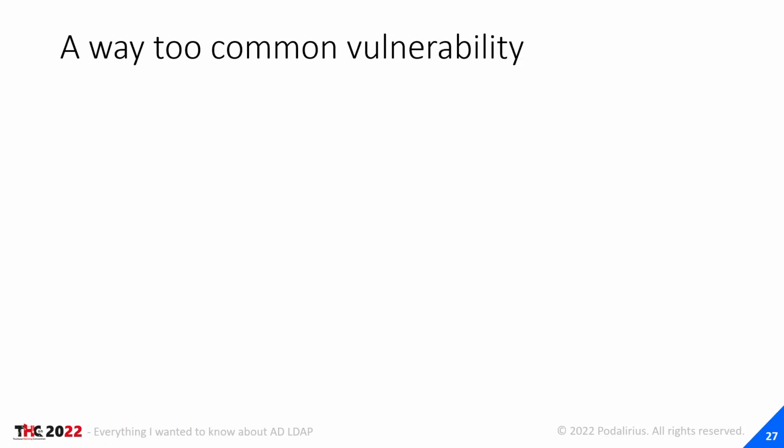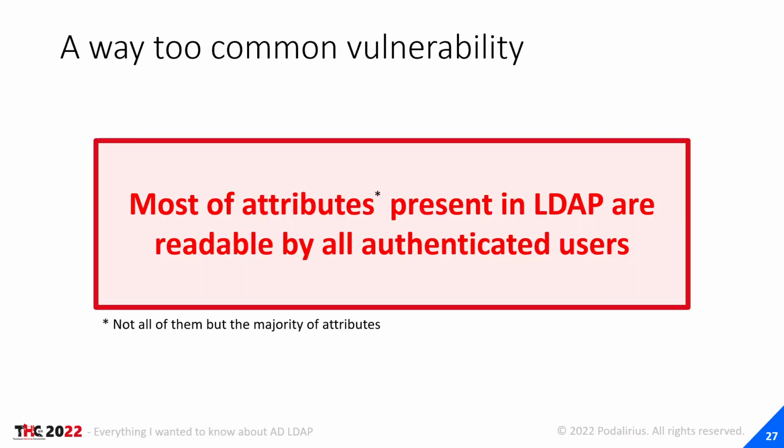And lastly, I want to show you another common vulnerability that I find often in my pen tests. This vulnerability is due to a lack of understanding of what is public and what is not inside LDAP. If there is one thing you need to remember about LDAP from an offensive and defensive point of view, it is that most attributes present in LDAP are readable by all authenticated users without specific rights. Not all the attributes can be read. As we can see, the LAPS passwords cannot be read by any user, but most of the attributes are readable.